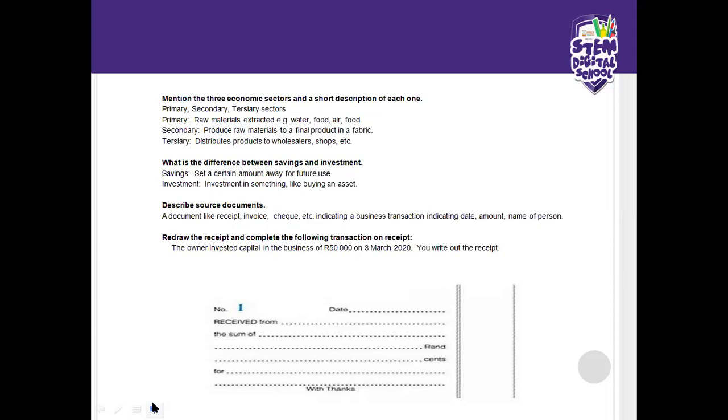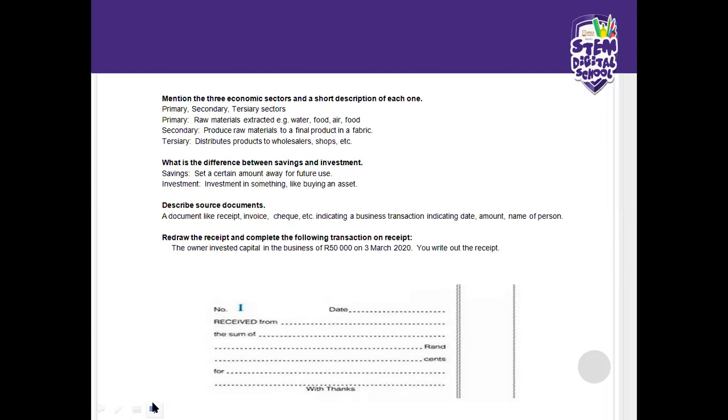And then the tertiary sector distributes products to wholesalers, shops, retailers, etc. Another mark there. So the first question is counting 6 marks. 3 marks for mentioning the 3 sectors, and then another 3 marks for each of them, the description.